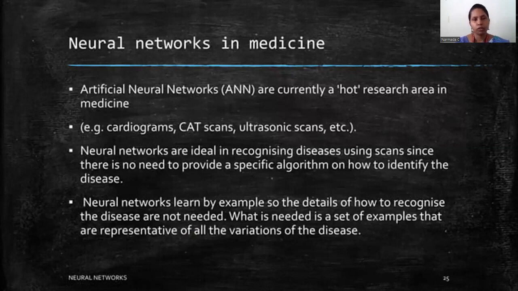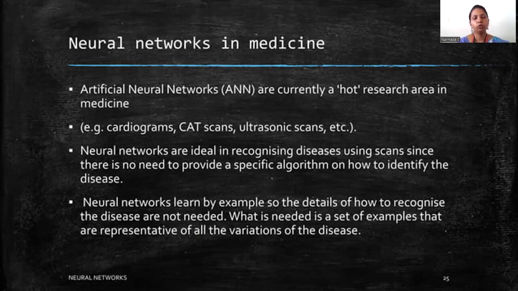Let's see how neural networks play a major role in medicine. As you know, artificial neural networks (ANN) are currently a hot research area in medicine, for example with cardiograms, CAT scans, and ultrasonic scans. Neural networks are ideal for recognizing disease using scans, since there is no need to provide a specific algorithm on how to identify the disease. Neural networks learn by example, so the details of how we recognize the disease are not needed. What is needed is a set of examples that are representative of all the variations of the disease.